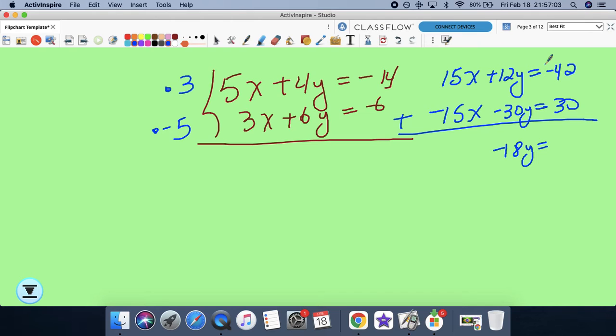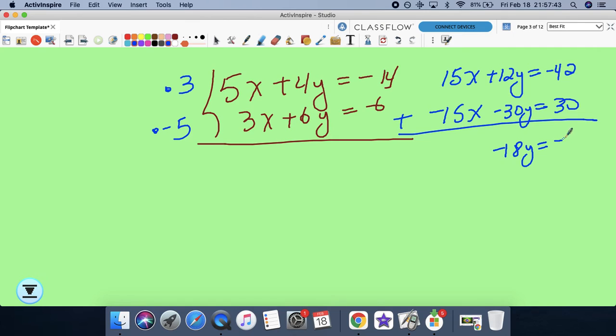This is elimination. Let me just see. 15x plus 12y equals negative 42. That's okay, unless I copied wrong. No, that's okay. Negative 15x minus 30. Positive 30. All right, so let's just deal with that.